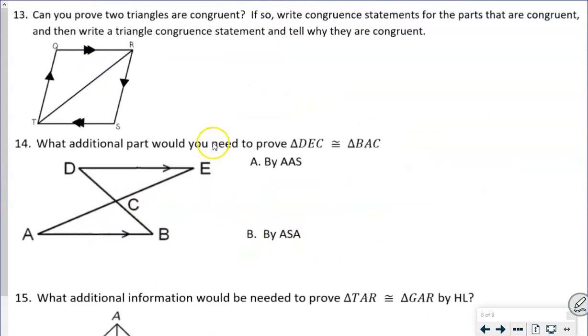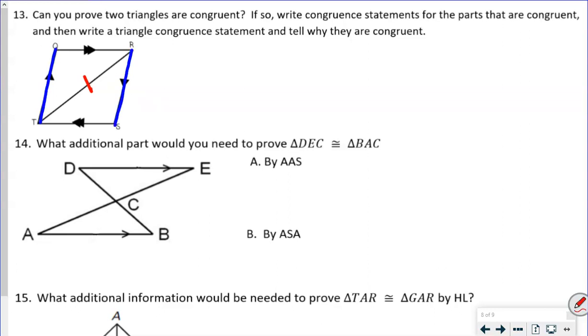Okay. So on this next one, it says, can you prove the triangles are congruent? If so, write a congruent statement for the parts that are congruent, and then write a triangle congruent statement and tell why they are congruent. So the first thing I'm going to mark is the shared side, because I know it's congruent. Then notice that we have a pair of parallel sides, right? So we have QR up here. Let's just do this, QT and RS, okay?